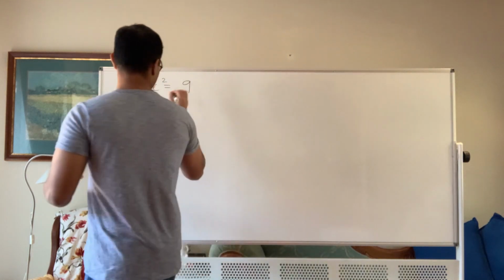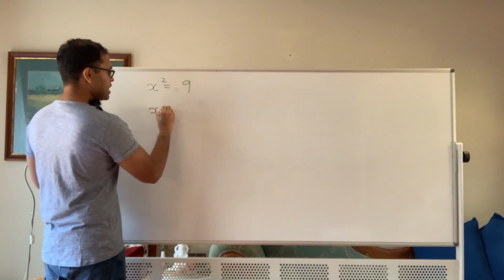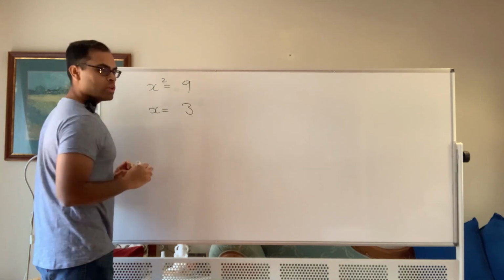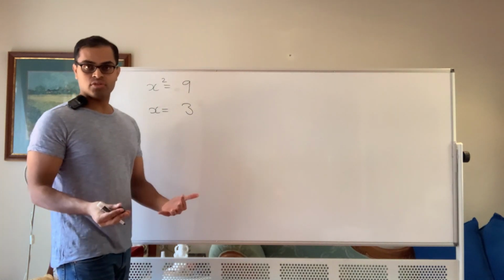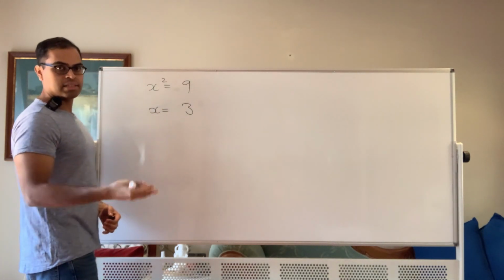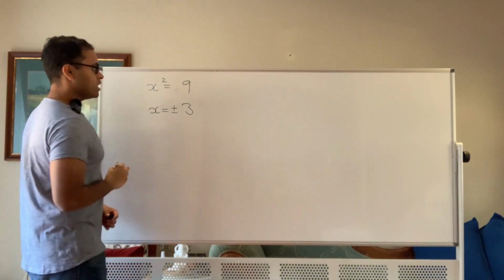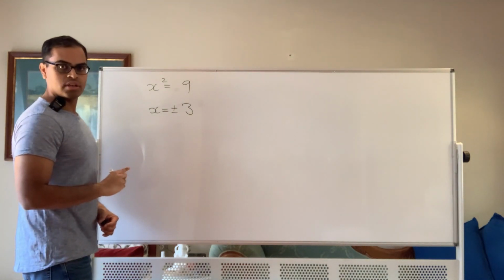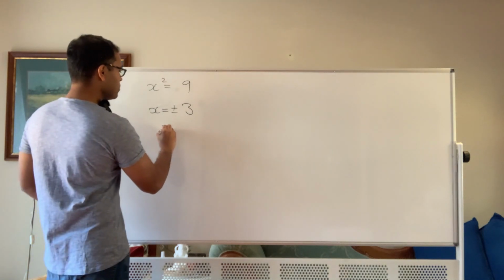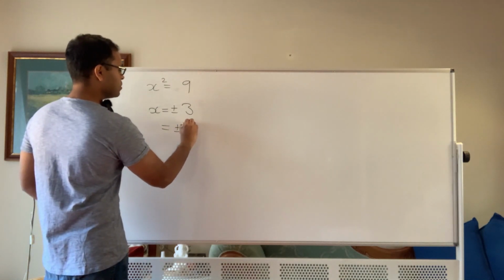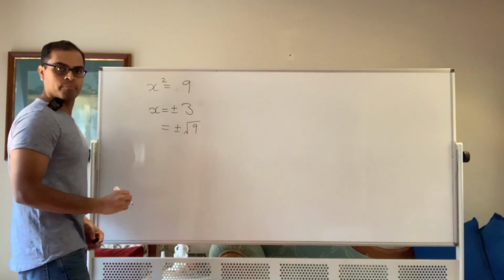Okay, so the square root of 9 is 3, so we know that x is equal to 3 is a solution, but we also know that minus 3 squared is equal to 9 because minus sign times minus sign is plus sign, so we get x is equal to plus or minus 3. These are the solutions to the equation. Another way of writing this is x is equal to plus or minus the square root of 9.